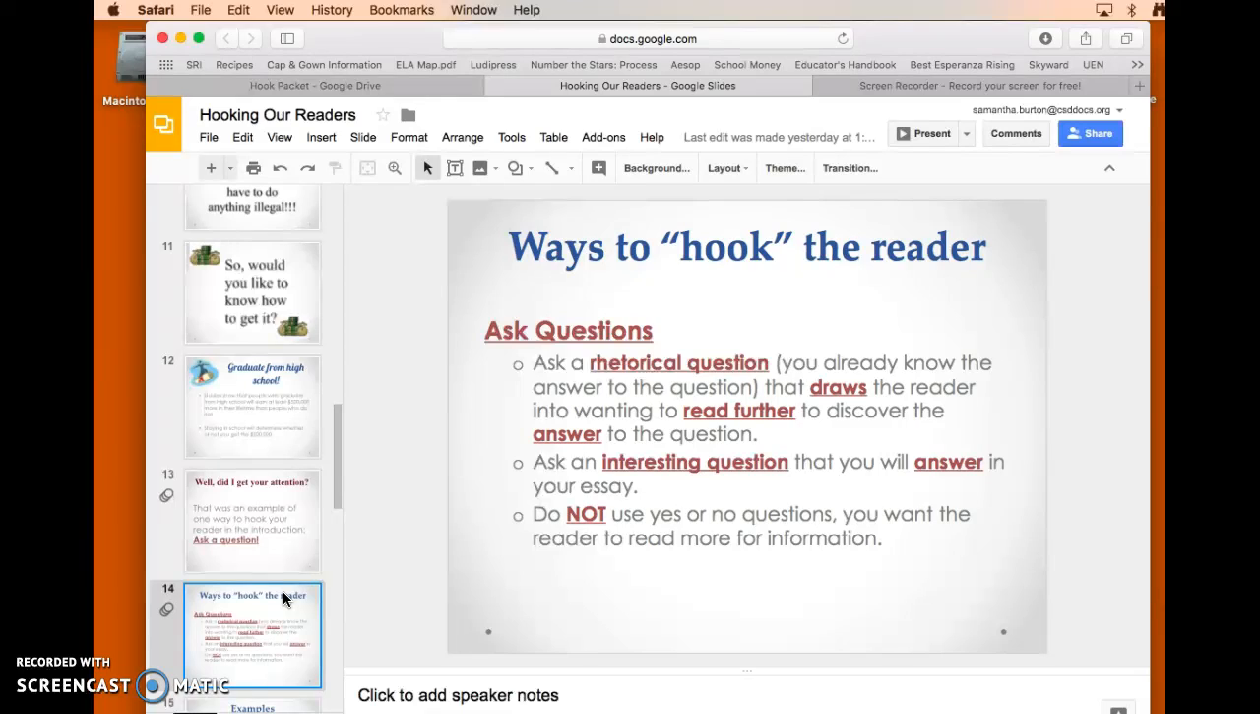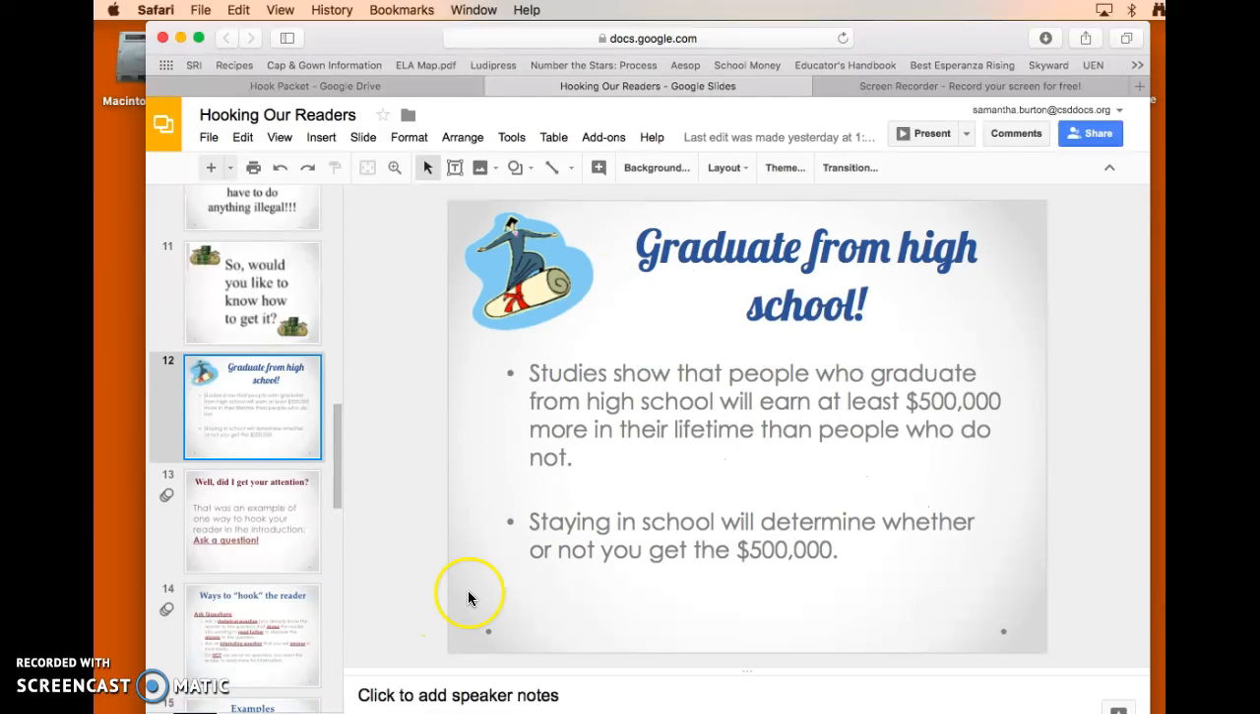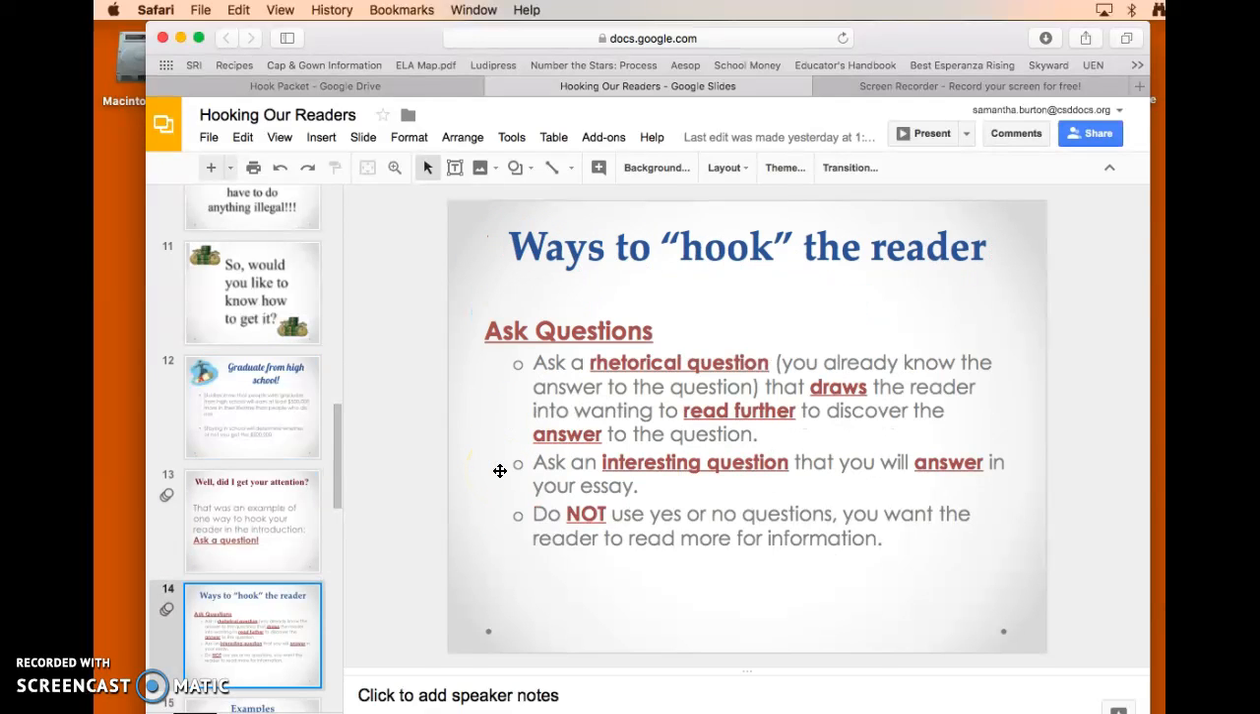But asking a question, we want that question to be interesting, that we'll answer in our essay. Notice when I asked that question, I gave you evidence. That's evidence of how to get that money. I answered it. Ladies and gentlemen, please do not use yes or no questions. You will want the reader to read more information. And if you use a yes or no question, they immediately can shut off.